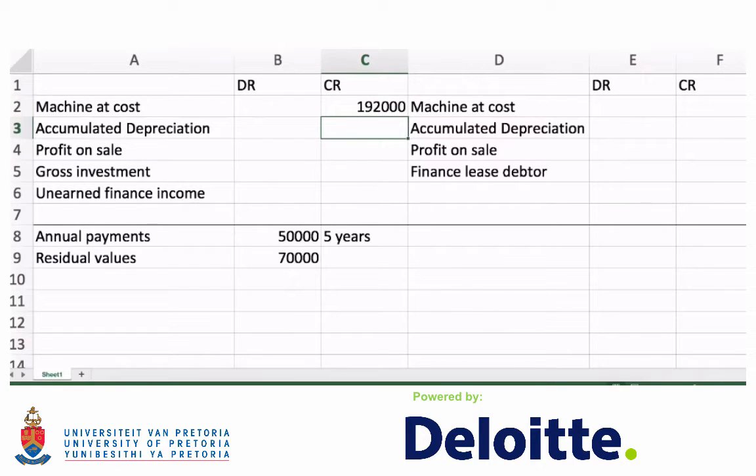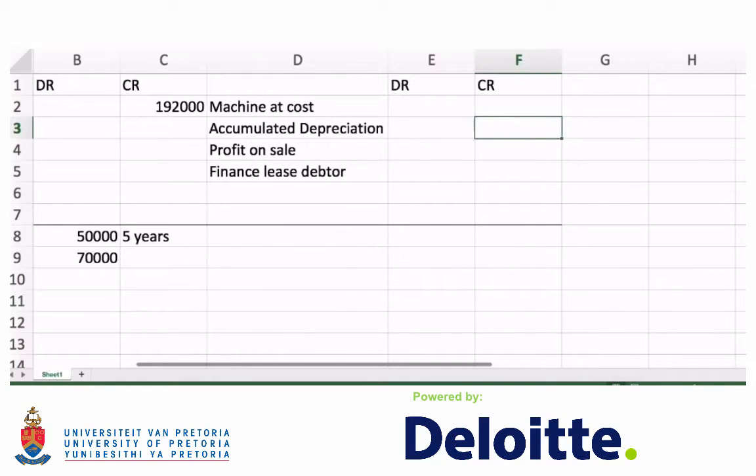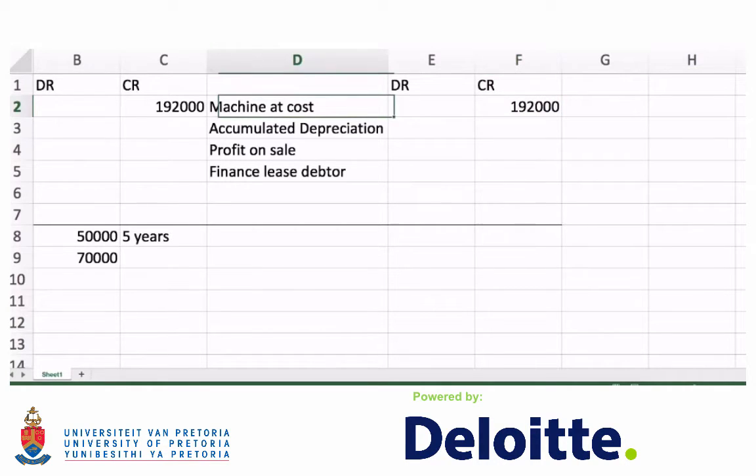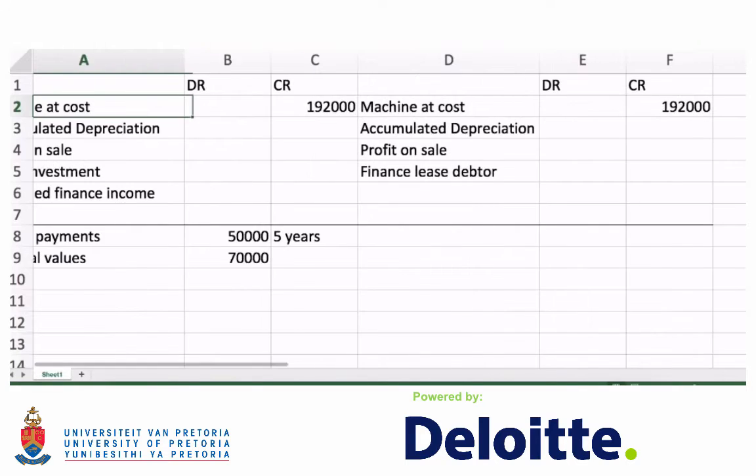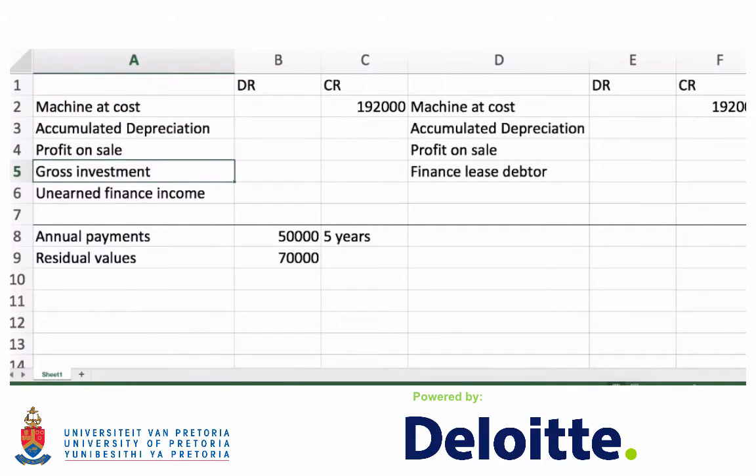Now the journal that I've just started completing there, that's the journal that you're going to be required to do using the South African interpretation of the journal entries, and as it'll be marked in your assessments. But just on the side here, keeping in mind the international version of this journal is a little shorter, and I'm going to keep running with it so that you can keep the comparison going. But again, please remember, we in South Africa work with this gross investment and unearned finance income.